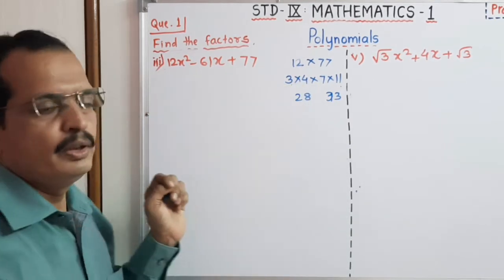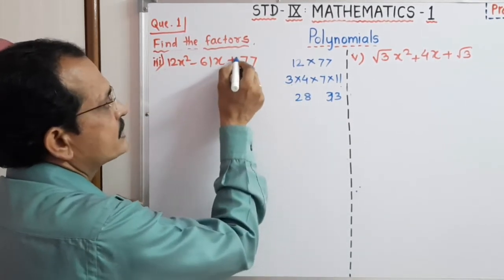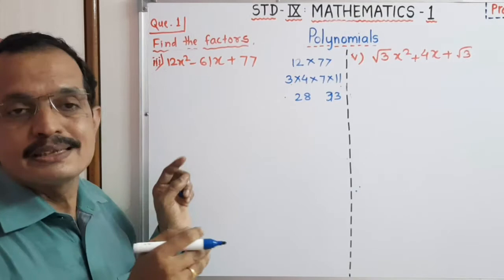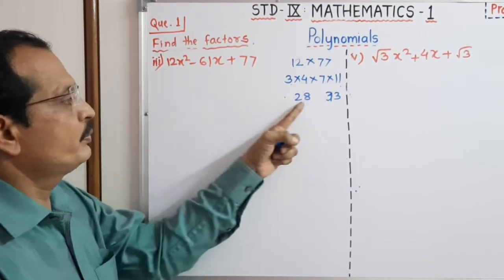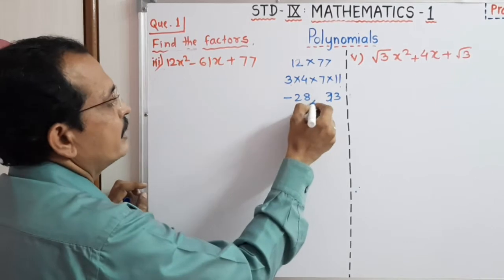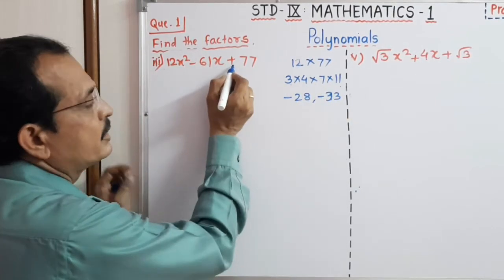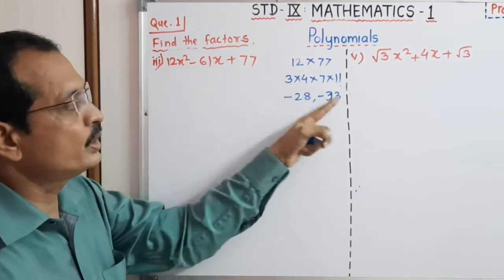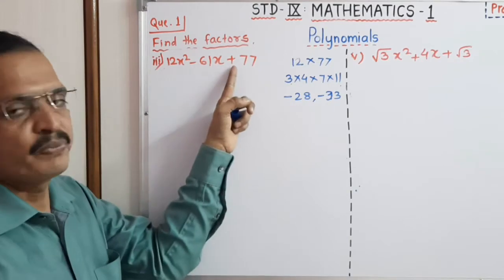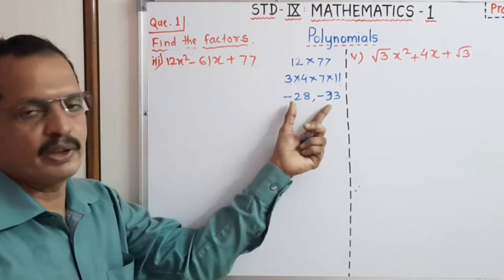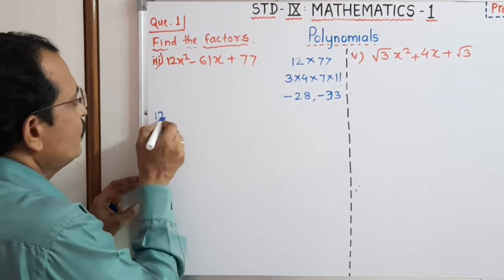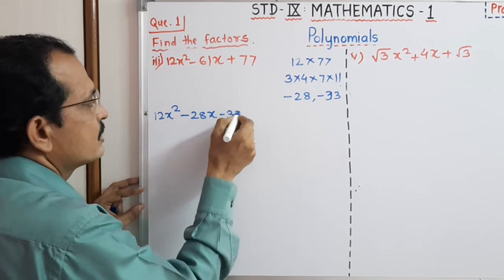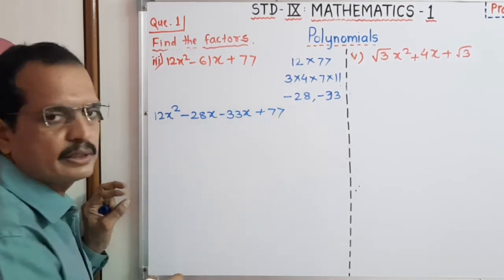28 and 33. Now dear student, the constant term has plus sign. Therefore we have to give the sign of the middle term to both the factors. Middle term is minus and here it is minus. When the constant term is minus, then we give the sign of the middle term to the bigger number and opposite to that to the smaller number. But here it is plus sign. Therefore sign of the middle term to both the factors. Now see here 12x square, we have to write minus 28x minus 33x plus 77.